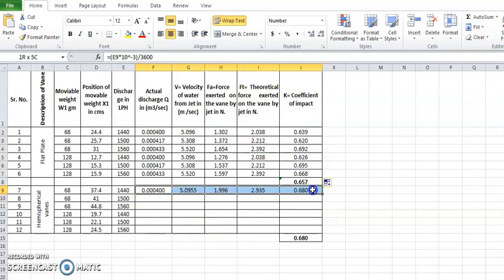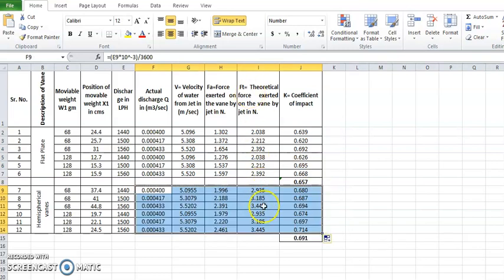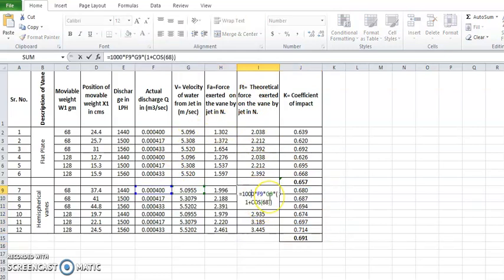Similarly, except one calculation, which is the calculation of theoretical force, all the other remains same. What is the difference in this theoretical force calculation? Here the formula is rho Q v into 1 plus cos phi. So the same formula is given here, and with this you have calculated the forces for all the observations.